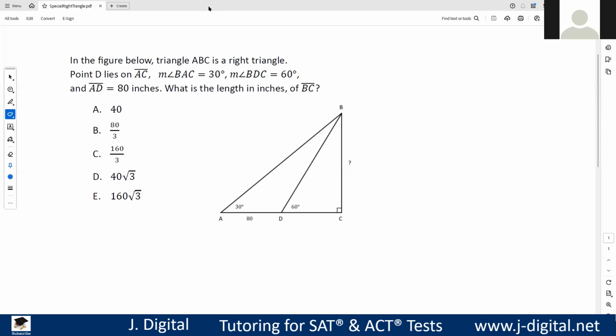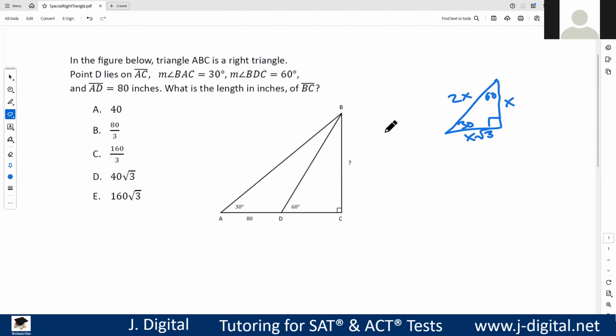Now, when you have a triangle that has 30 and 60 degrees in it, you should think of the special right triangles. Okay, so we have a 30-60-90 triangle. The ratio of the sides are 2x for the hypotenuse, x opposite the 30 degree angle, and x square root of 3 opposite the 60 degree angle.